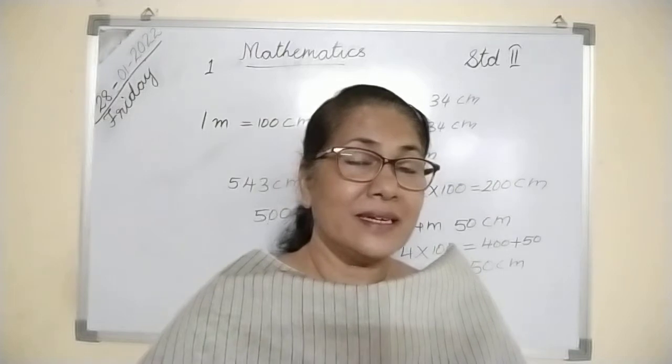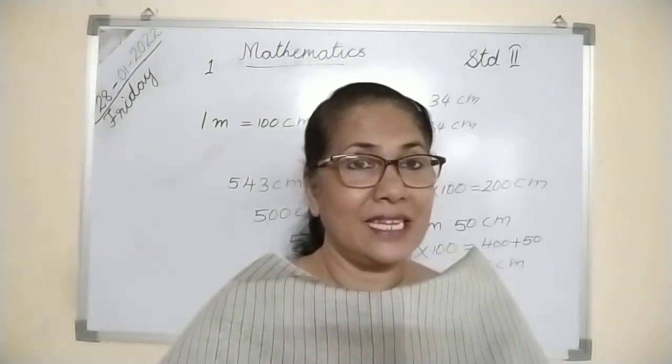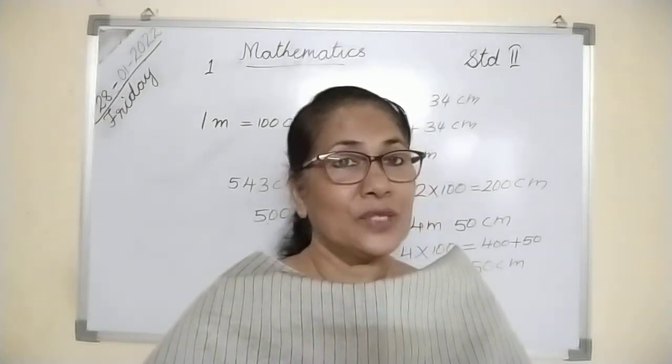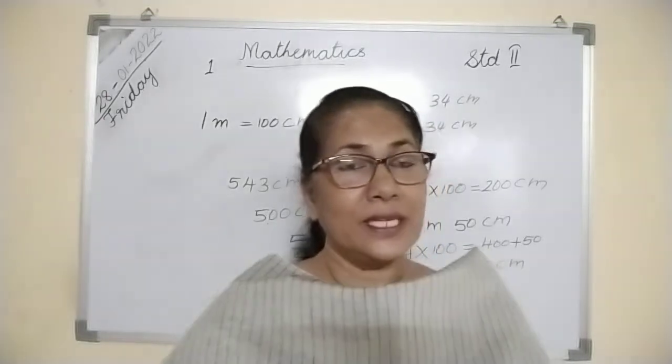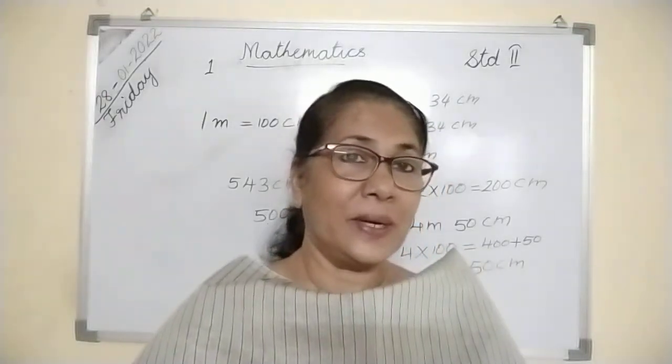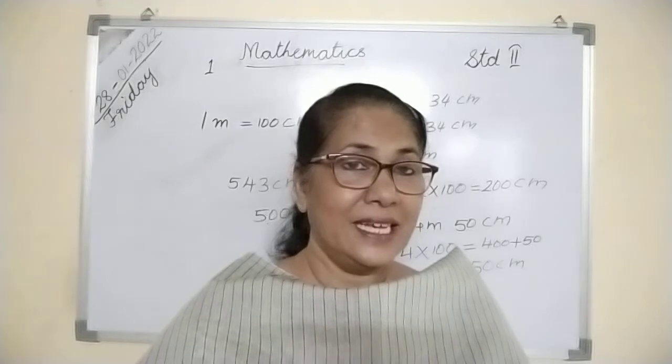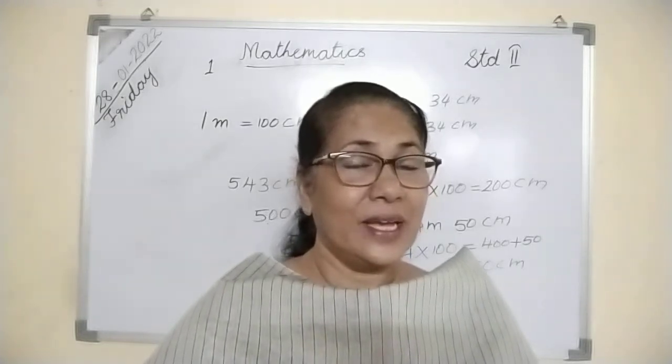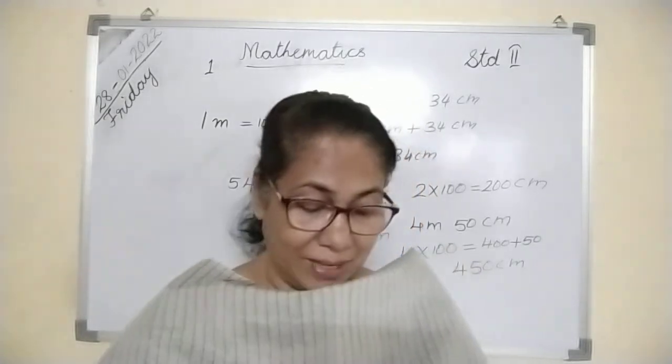Now 3 meters and 60 centimeters. So meters first you have to convert into centimeters. So 3 into 100 is 300. Then 60, you get 360 centimeters.